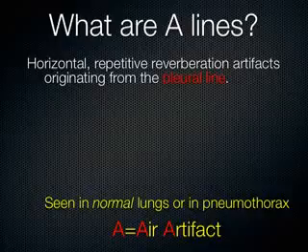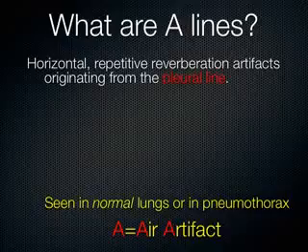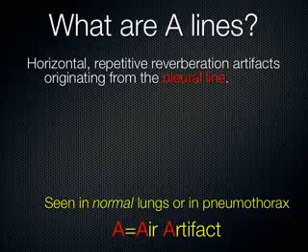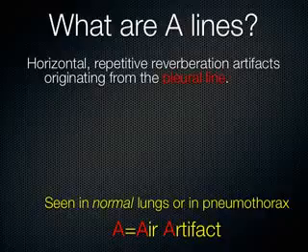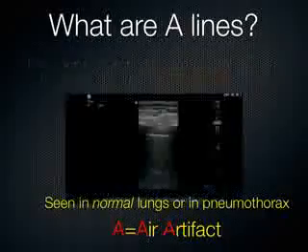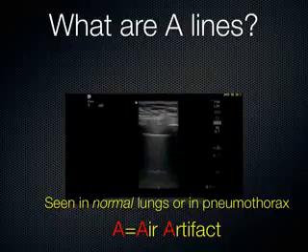The ultrasound waves get trapped right there, and they reverberate back and forth. And what happens is the probe reads that as a deeper structure. You can see A lines in normal lungs or in pneumothorax, because A just means air. It doesn't tell you where the air is, it just tells you there's air. The air could be in the lung in a normal situation, or it can be outside the lung in a pneumothorax. So to show you what we're looking at here, this is the chest wall.